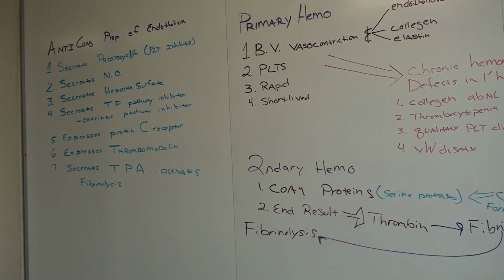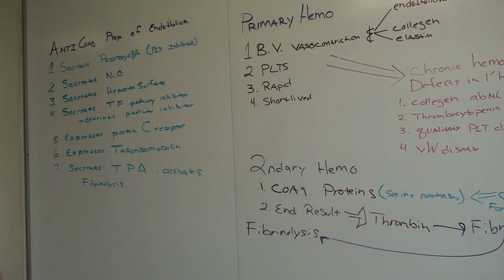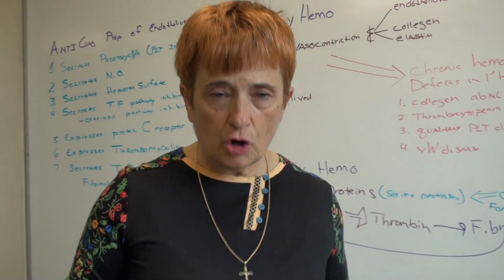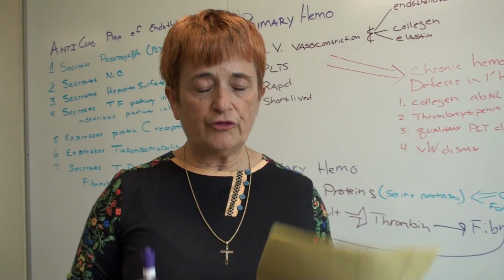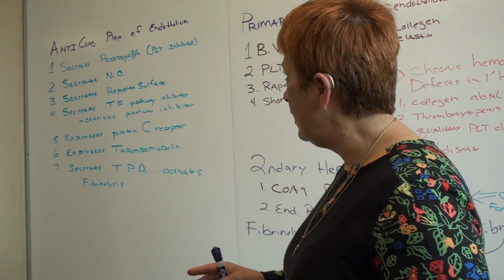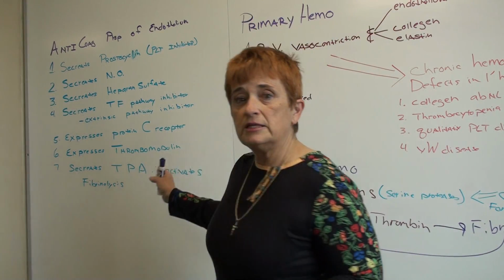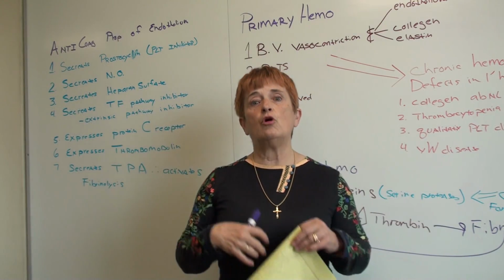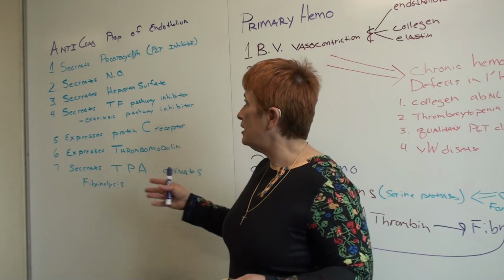Okay. So, 7 properties. And again, you have your notes. So these are in your notes, and you can just kind of follow along with me. Hopefully you're going to print them out. The anticoagulant properties of a normal, healthy endothelium.